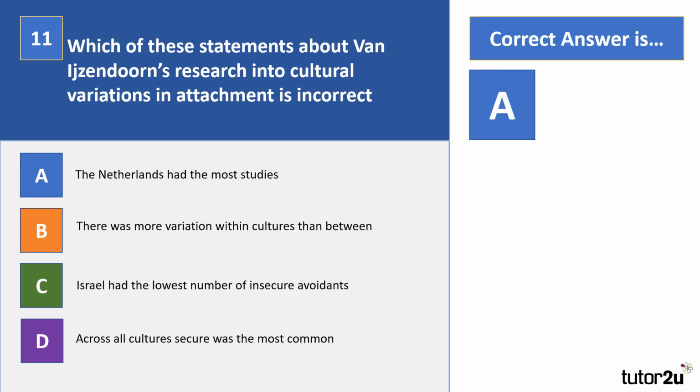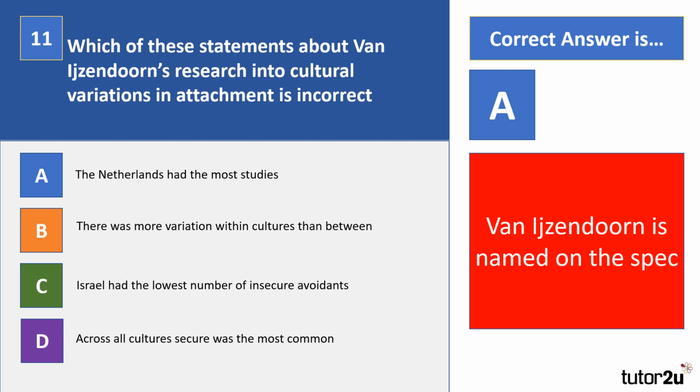Okay, your correct answer here is A. The Netherlands had the most studies. It was the US that actually had the most studies included in that meta-analysis. Remember, a meta-analysis is just reporting on a number of different research studies together. And let's be clear, Van ijzendoorn is named on your specification. You have to know the details of it.